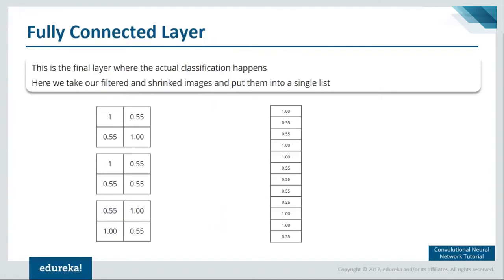So what we are doing here is we are going to take the shrunk images and put them into a single list. So basically this is what we have got after passing through two layers of convolution, ReLU and pooling. And this is what we have got. So basically we are converting it into a single list or a vector. How do we do that? We take the first value 1, then we take 0.55, then we take 0.55, then we take 1 again. Then we take 1, then we take 0.55, 0.55, 0.55. Then we again take 0.55, 1, 1 and 0.55. So this is nothing but a vector, or you can say a list.